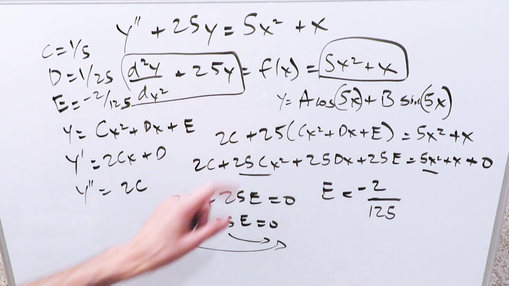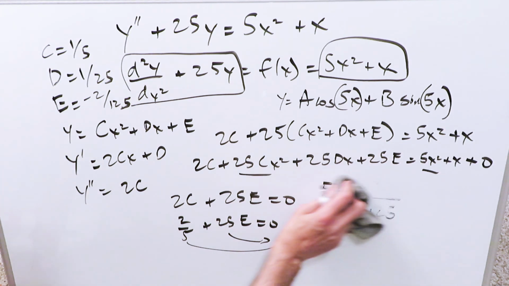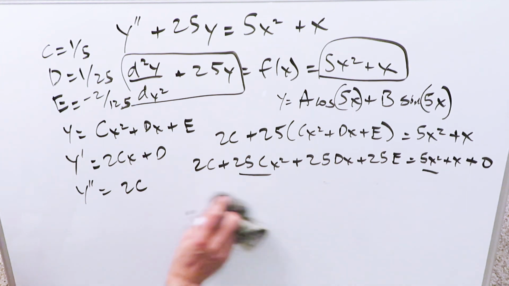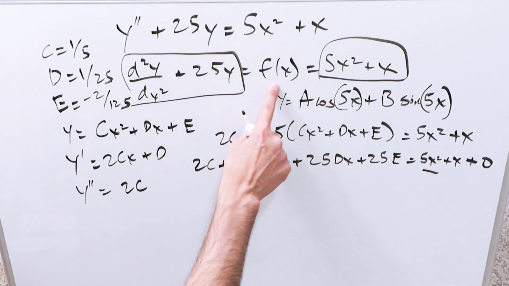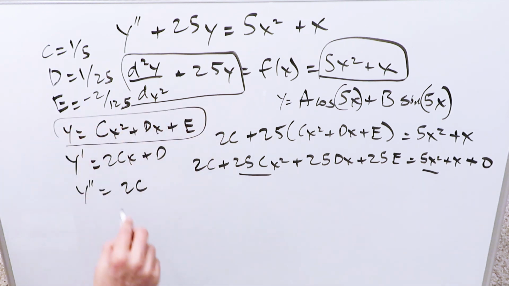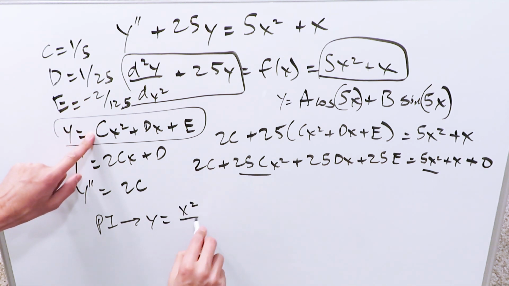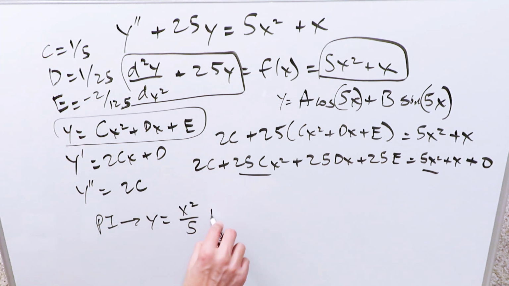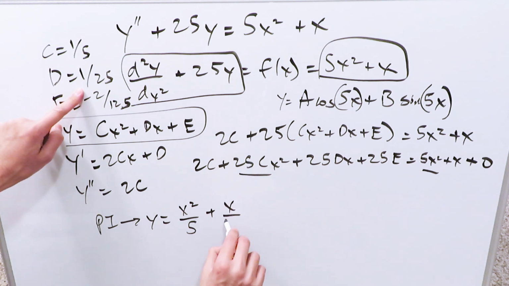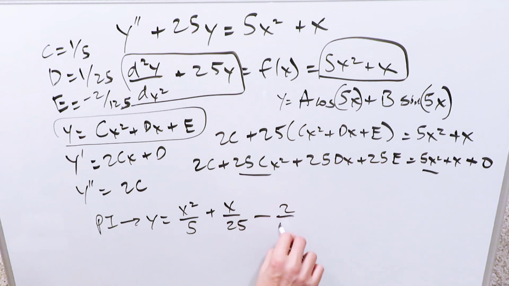We have over here a complementary function. I want to present my particular integral for you all before I present the general solution. What is the template for my particular integral? Exactly what the function is. It's a quadratic, so we're presenting it here in this quadratic format. My particular integral is going to be y is equal to x squared over 5, because it's 1 over 5, plus x over 25 minus 2 over 125.